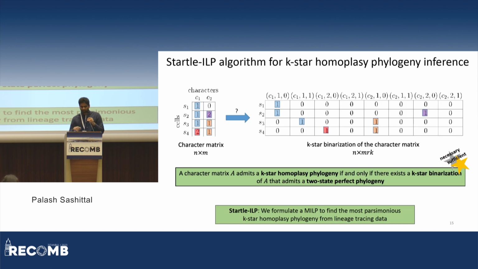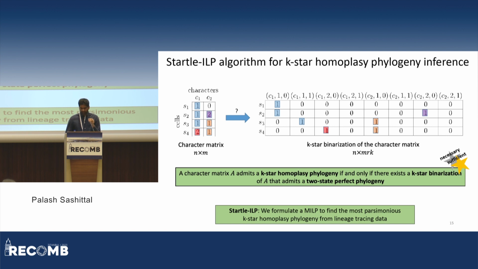The way we do this is by defining an operation which we call the K-star binarization. This operation maps our character matrix to a binary matrix. And we show that if this binary matrix admits a two-state perfect phylogeny, this is a necessary and sufficient condition for the original character matrix to admit a K-star homoplasy phylogeny. And this allows us to formulate an efficient integer linear program to find the most parsimonious K-star homoplasy phylogeny for lineage tracing. And we call this Startle ILP.